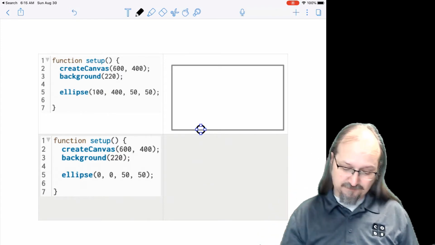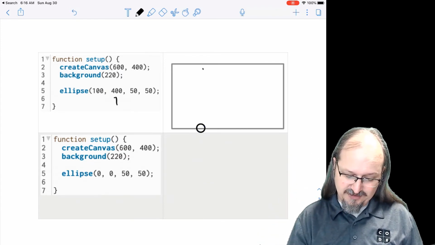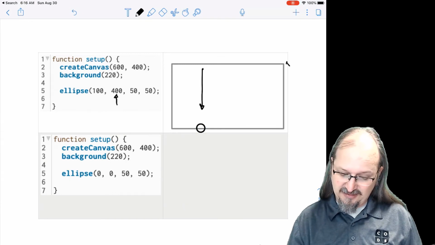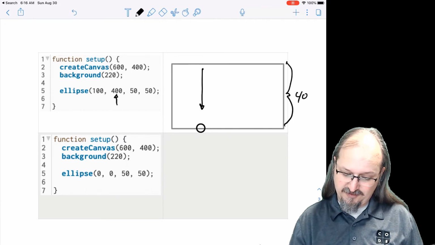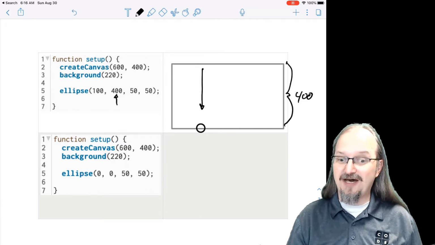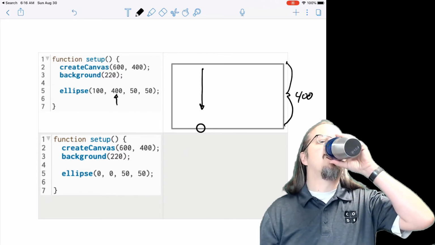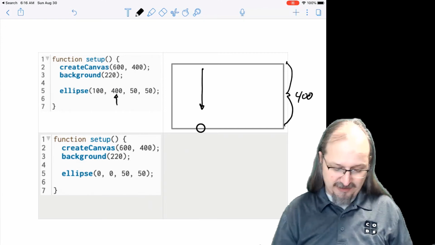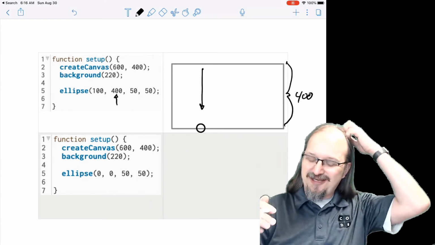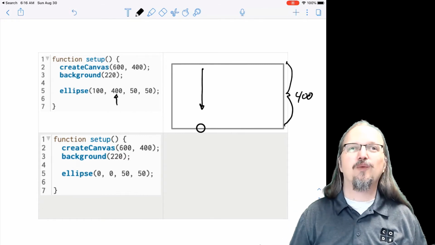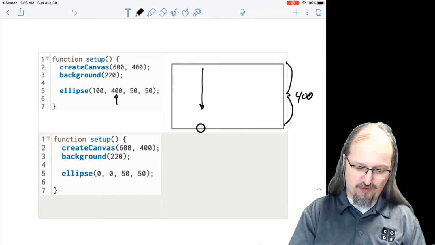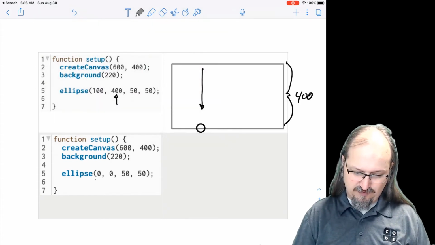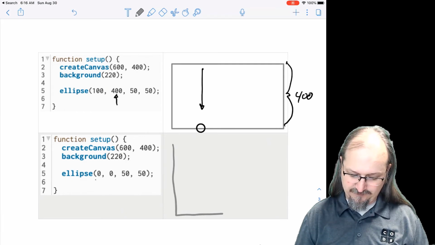Right? So the bigger this number is, the lower it goes. And since our canvas is 400 tall, 400 would be the bottom, apparently. So far, so good. So now, if we think about this kind of like a coordinate plane, where is our origin, right? Where is the origin? So let's go ahead and draw our canvas again on this last one, because here we're telling it to be at 0, 0.